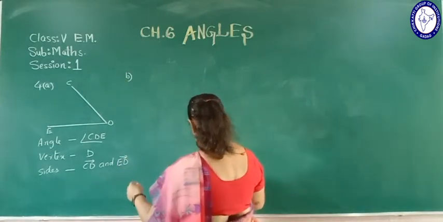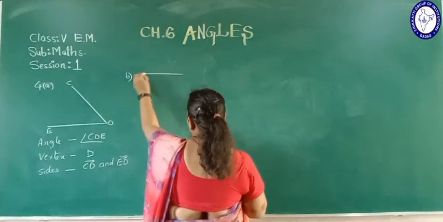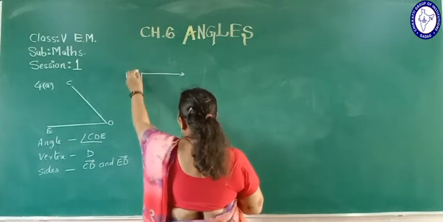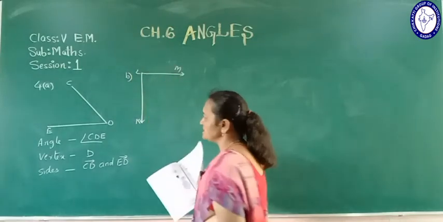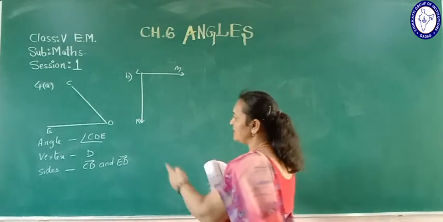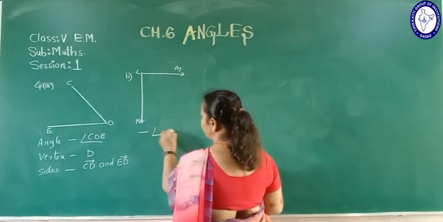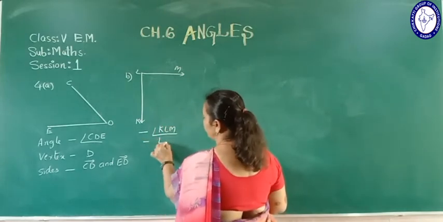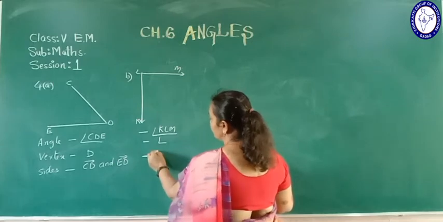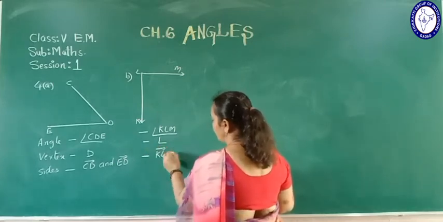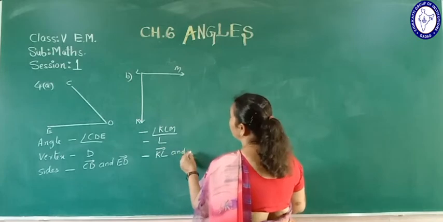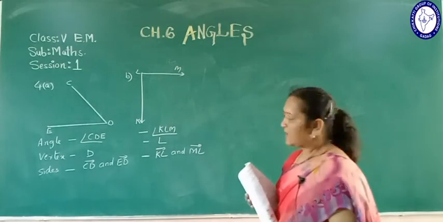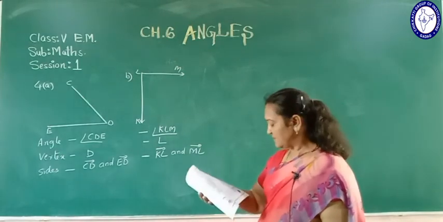Then the second figure, B. Here it is named KLM. Then how do we write the angle? We write angle KLM. Then which is the vertex? It is L. Then which are the sides? KL and ML. KL and ML are the sides of the figure.